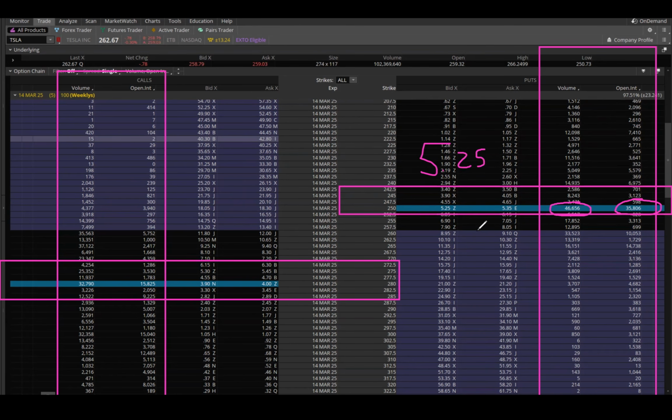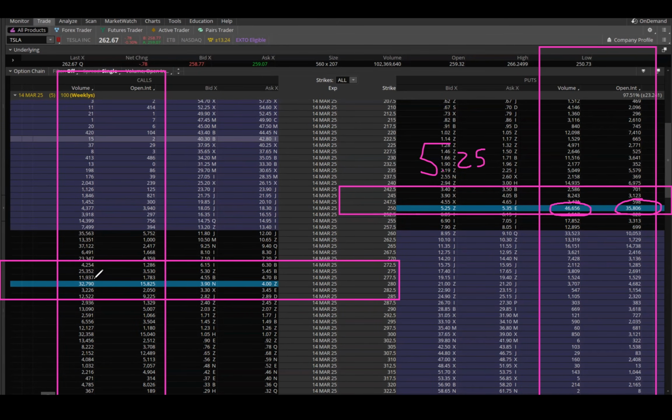So what I don't want to do is buy something, let's say, for example, at 255. Because again, it just doesn't make any sense for where we're at. 6, 7 points down, you're paying $700 a contract. For me, it's just not worth it. Same thing on the call side.